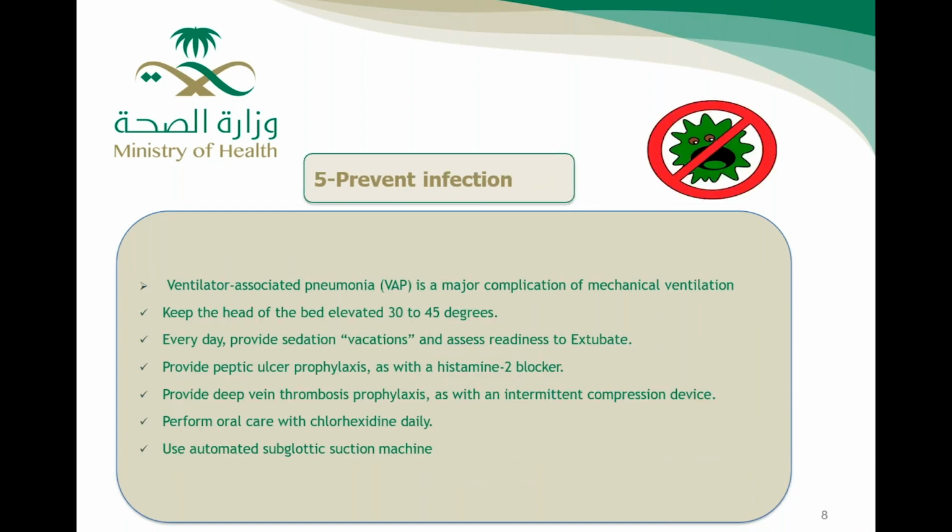Prevent the infection. So how can we prevent the infection? Ventilator-associated pneumonia is the major complication of mechanical ventilation. How can we prevent that? Keep the head elevated 30 degrees. We'll keep the head elevated 30 to 45 degrees, mostly at 30 degrees, whichever is acceptable to the patient.